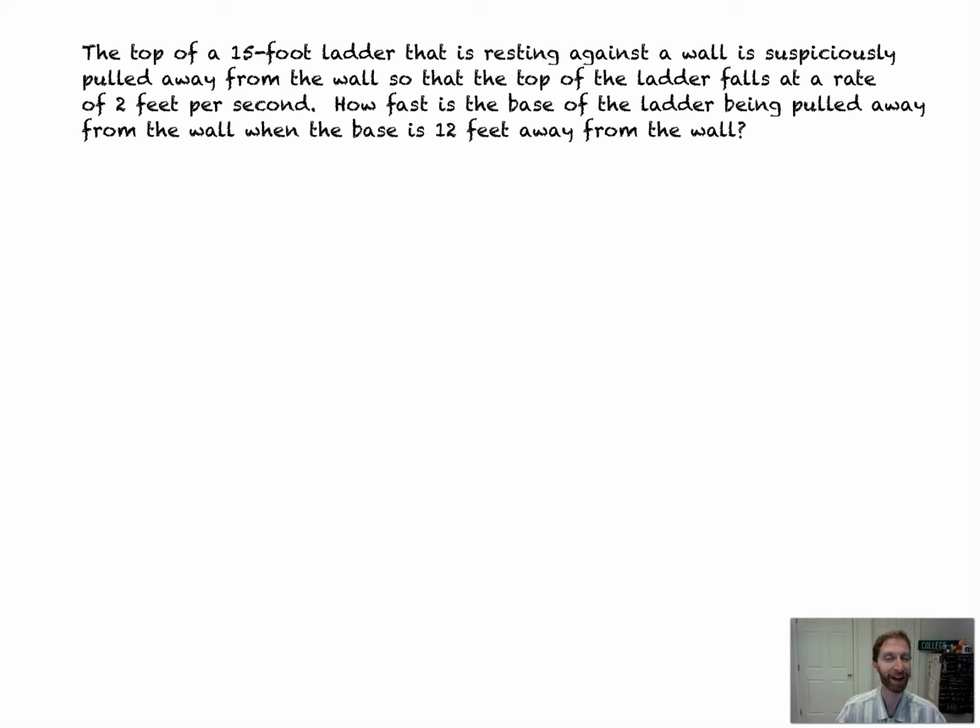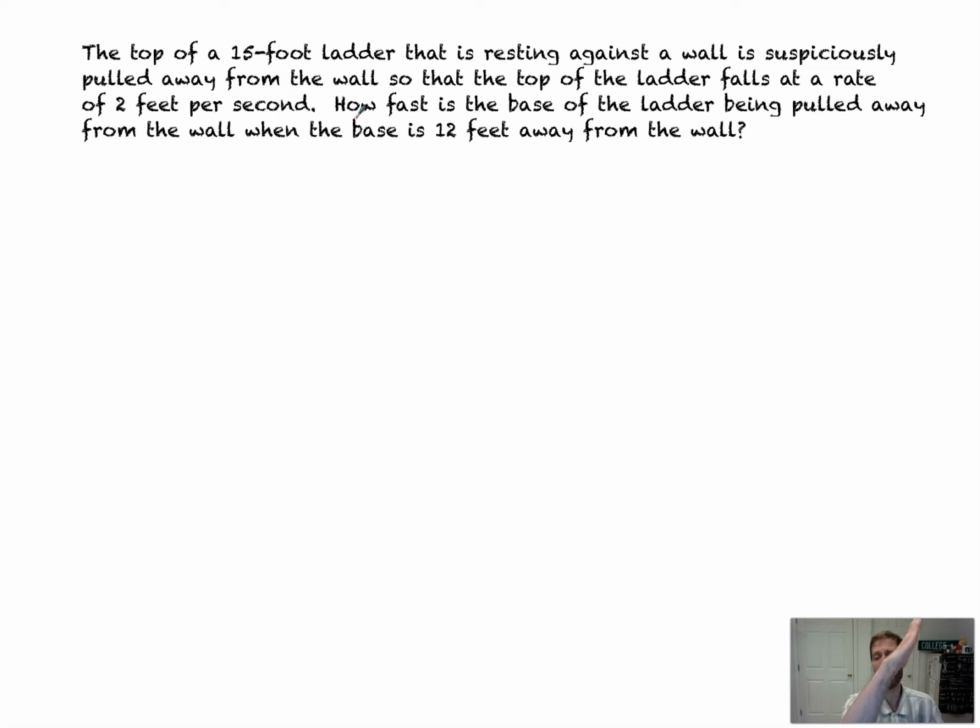All right, let's rock a Pythagorean theorem related rates problem. Let's see how that comes into play. The top of a 15-foot ladder that is resting against a wall is pulled away from the wall so that the top of the ladder falls at a rate of 2 feet per second.